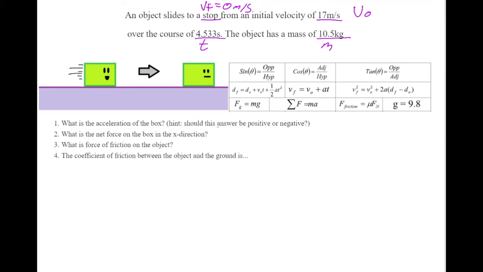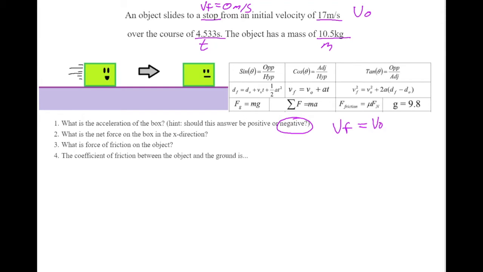Awesome. So now that we've labeled everything in the problem, let's see what it's asking us to do. It says, what is the acceleration of the box? Hint, should this answer be positive or negative? Well, it's slowing down, so we know it's going to be negative here because our object's moving at some initial velocity and it's stopped at the end. So to figure out the acceleration, we're going to go ahead and use one of our kinematic equations. And we're going to use a little puff because we have VF, we have VO, we have T, and we're solving for A.